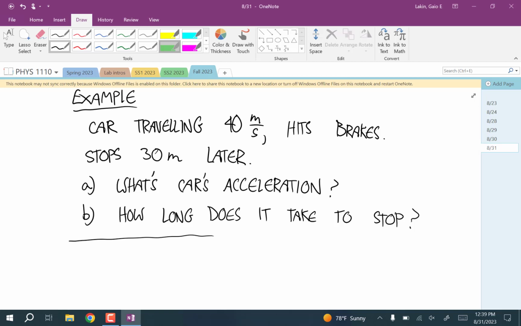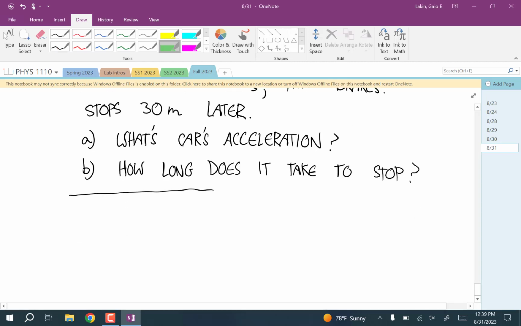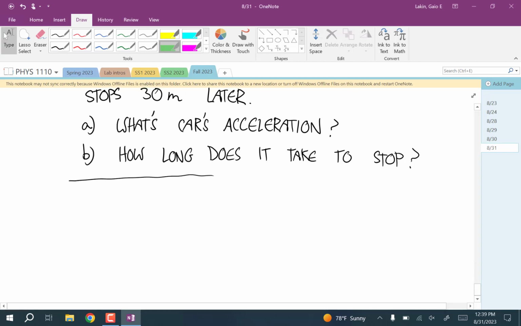There's no way you could stop in 30 meters, I don't think, if you're going 40 meters per second. That's like 90 miles an hour. Stop in 30 meters. How far is that, like 3 of these rooms? Anyways, that's the numbers we're going to use.